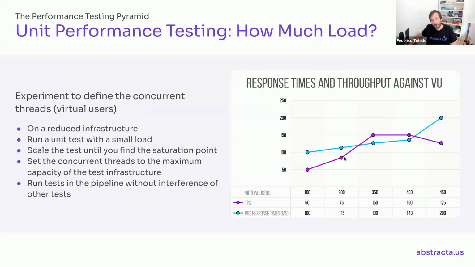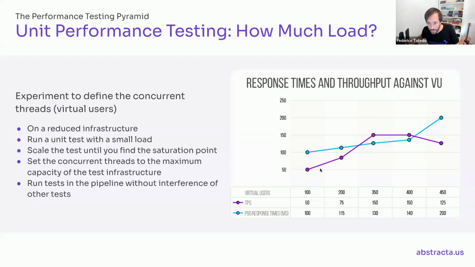And maybe you are wondering, how much load should I configure for these specific small simulations for each endpoint? And there is an experiment that you can do in order to define that load, which you can see in this graph. Basically, what I would recommend is to use, well, the testing infrastructure is probably a scaled down version of your production infrastructure. It's going to be smaller, right? So my recommendation is try to find a number of threads that, when you run the specific test of this endpoint, you get closer to the saturation point.